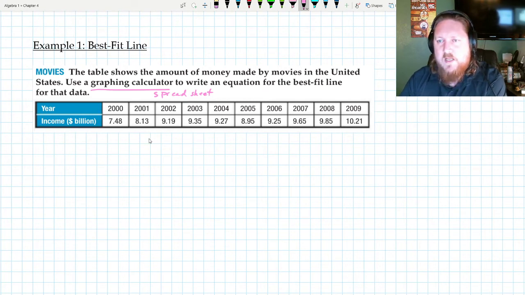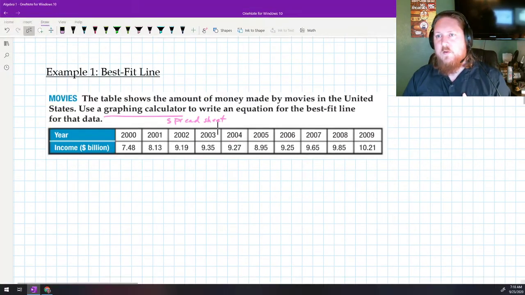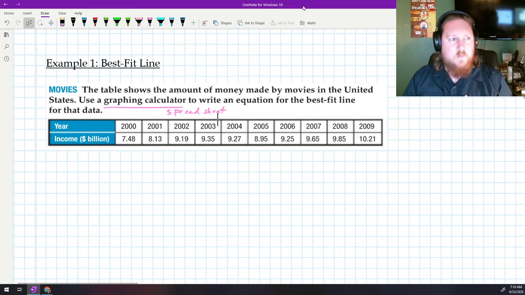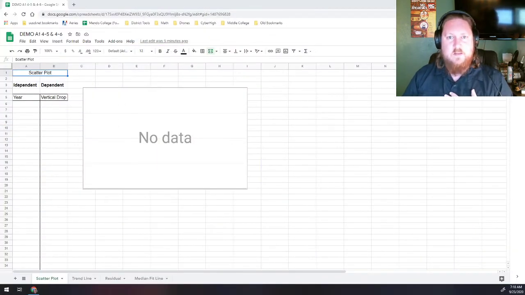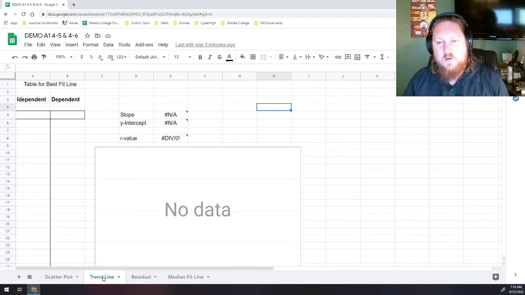Let's go ahead and plug this data into this chart. First thing, I'm going to move this out of the way here, so I can still see the chart. When you first open it up, on the bottom, I'm on the scatter plot page. All the scatter plot does is put them on a graph for me, so I can see what the general trend is, whether it's positive or negative correlation or no correlation at all. I'm going to change my tab here to the trend line.